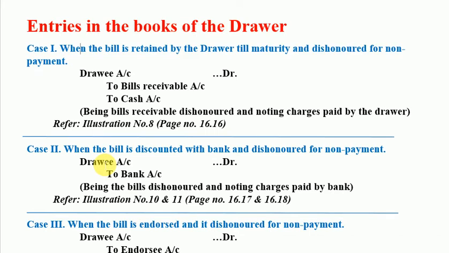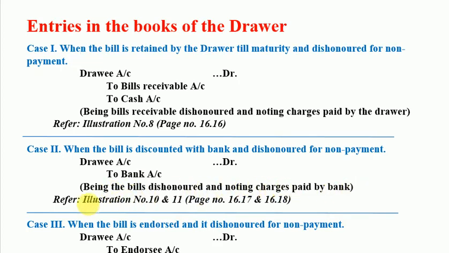Now we cannot credit bills receivable here because the drawer is not the holder of the bill. The bill is with the bank. So we have to credit bank account because the bank becomes the creditor of the drawer. So the drawee is the debtor of the drawer, and the bank is the creditor. The drawer has to take money from the drawee and give it to the bank. So one party is debtor, another is creditor. Being bills dishonored and noting charges paid by bank.